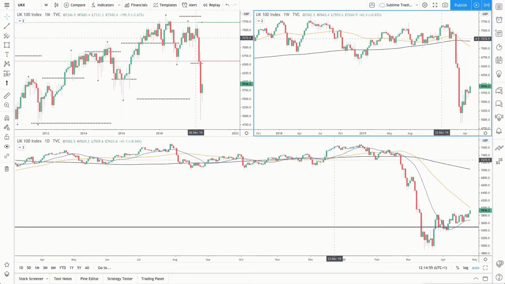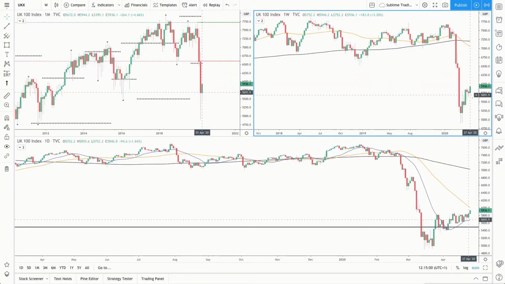If you move across to the weekly time frame, we can see that price is below the 200 and the 50 simple moving average, and we can see that this week so far is looking bullish, with price now trading above the 14th of April.